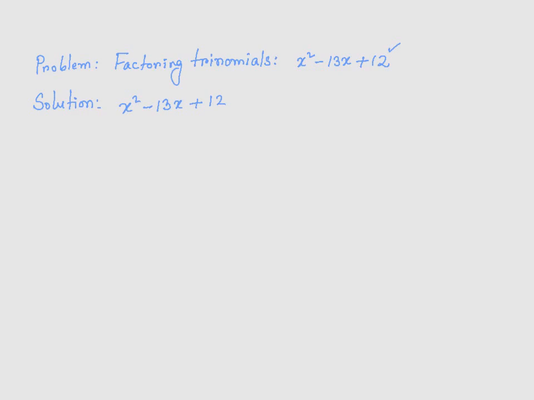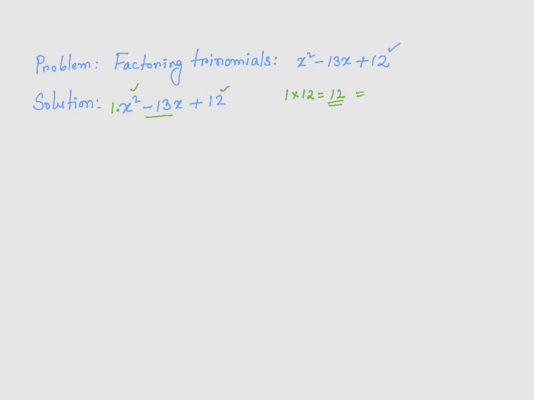In the trinomial, look at the coefficient of the square term. The coefficient of the square term in our case is 1 because x squared is the same as 1 times x squared. And then look at the constant term. The constant term is 12 here. So 1 times 12, which by the way gives me 12. Now I have to take this 12 and factor it in such a way so that the sum of the factors becomes the coefficient of the middle term, which is negative 13.